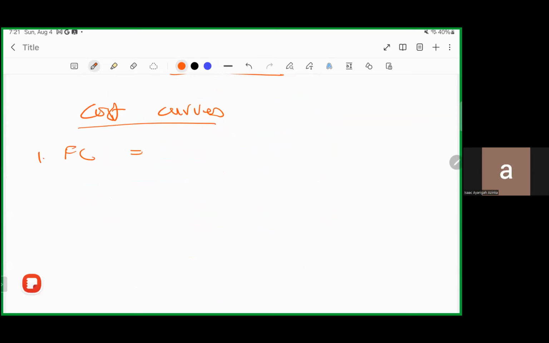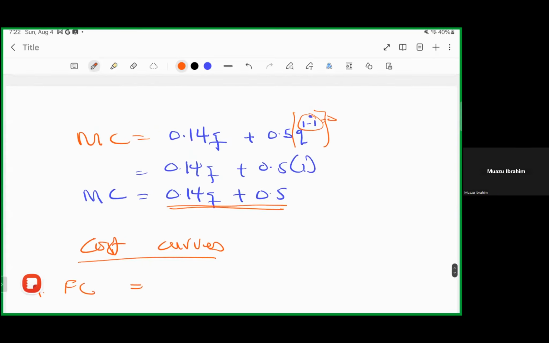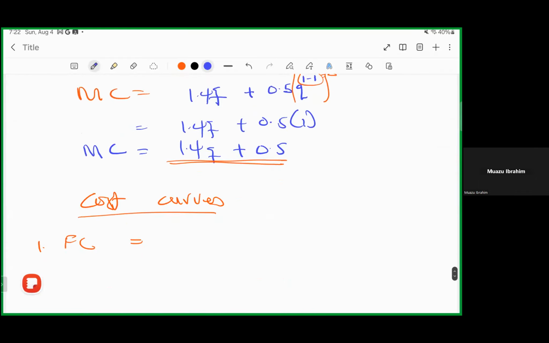Please, with regards to the calculation, I think it should be 1.4, not 0.14. Yes, yes, thank you. It should be 1.4. Okay, that's good. Thank you.